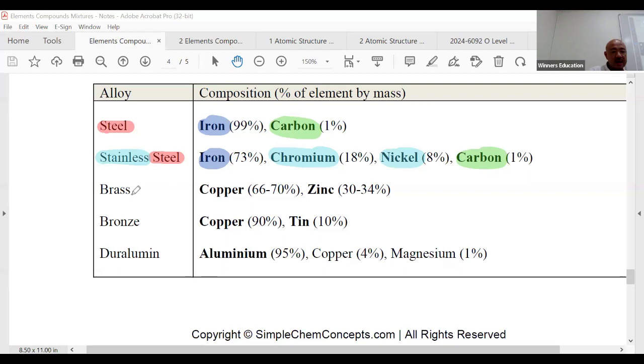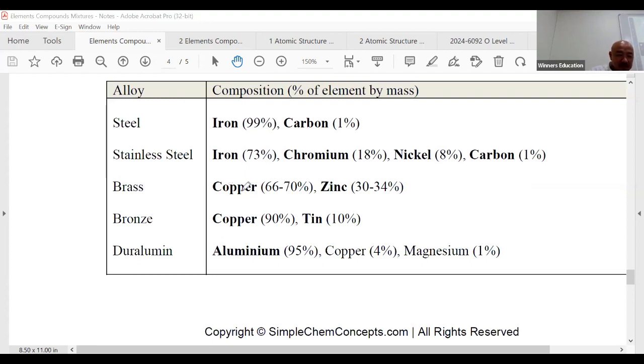Next. These two I hate. It's called brass and bronze. How do I do this? Brass and bronze, first of all, have the main metal called copper.